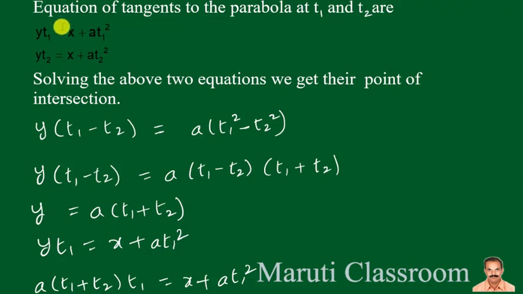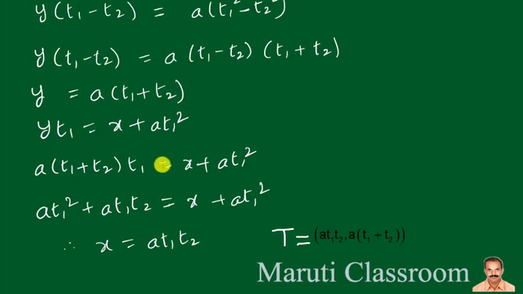Now take the first equation, yt1 equals x plus at1 square. In place of y, write a into (t1 plus t2). A into (t1 plus t2) into t1 equals x plus at1 square. Expand this: at1 square plus at1 t2 equals x plus at1 square. The at1 square cancels, x equals at1 t2, and we already got the y value. So their point of intersection is (a t1 t2, a into (t1 plus t2)).